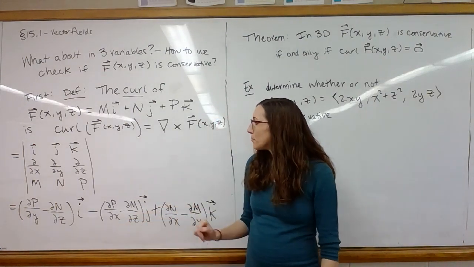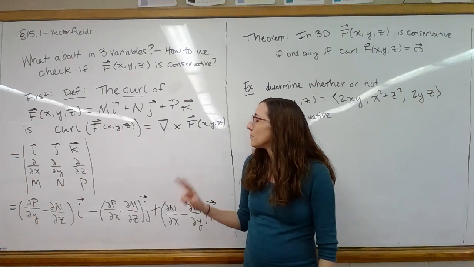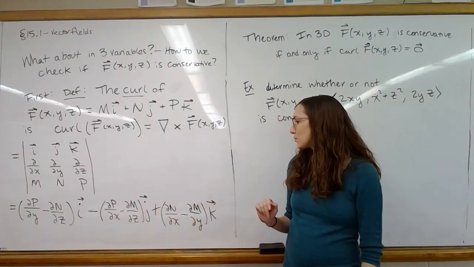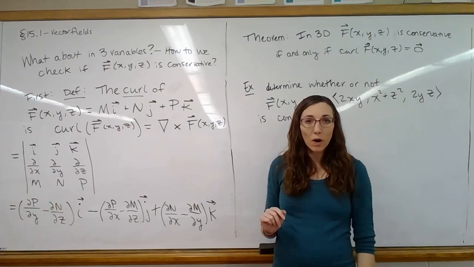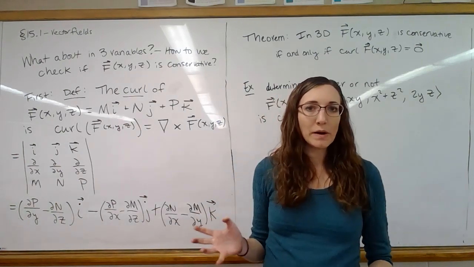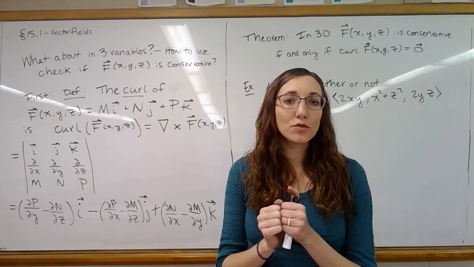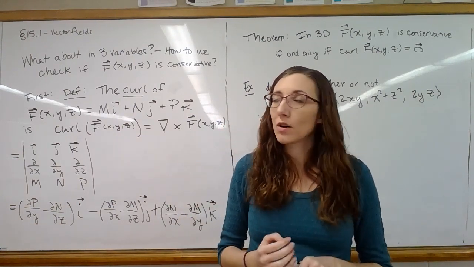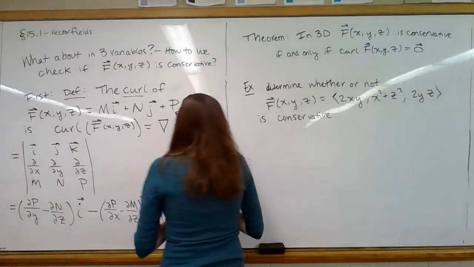These two should both be the mixed partials with x and z, and these two should be the mixed partials of x with y. That is really where they would be coming from. So if all of those are the same, it kind of means that they came from the same function. That's what we mean by all of them being 0.